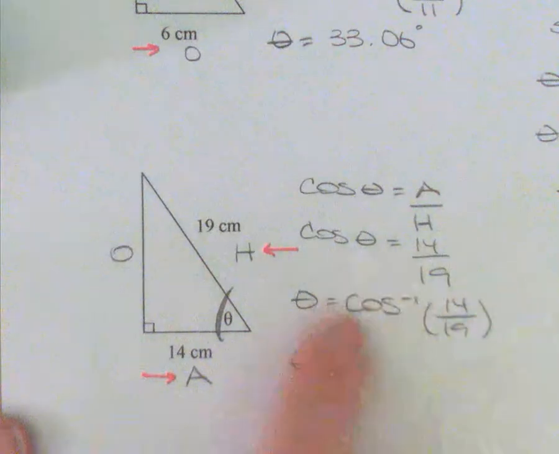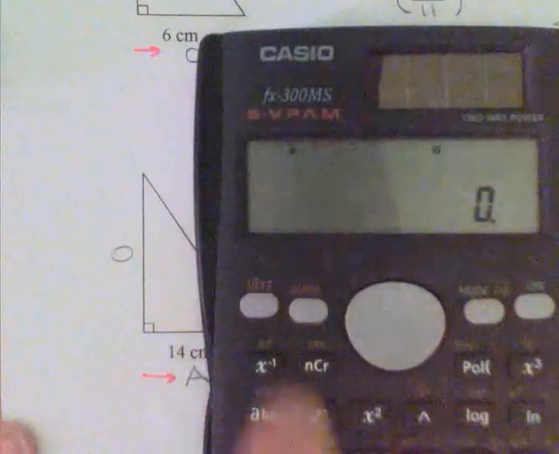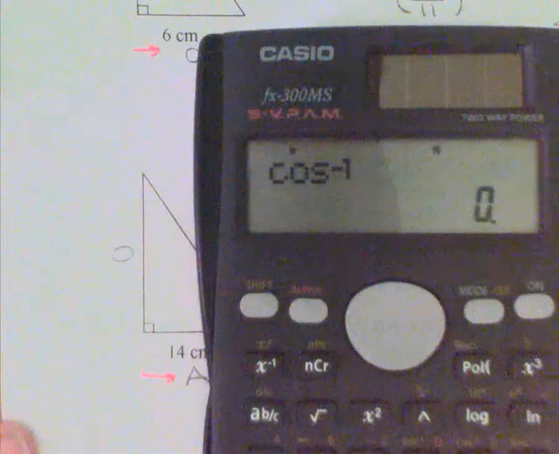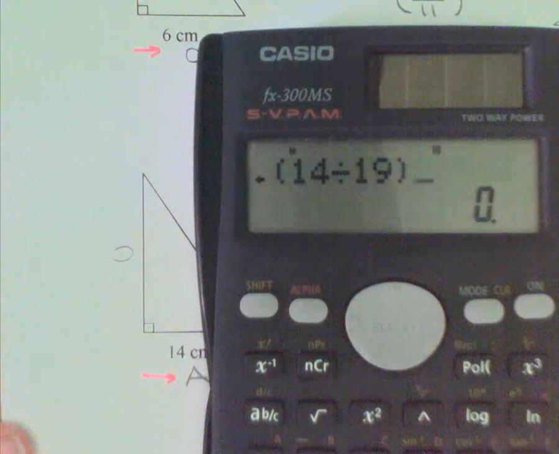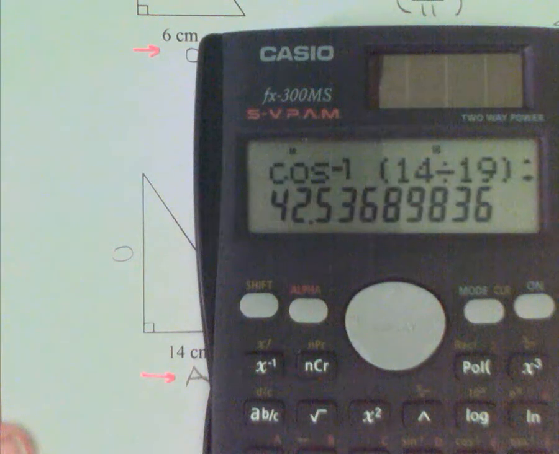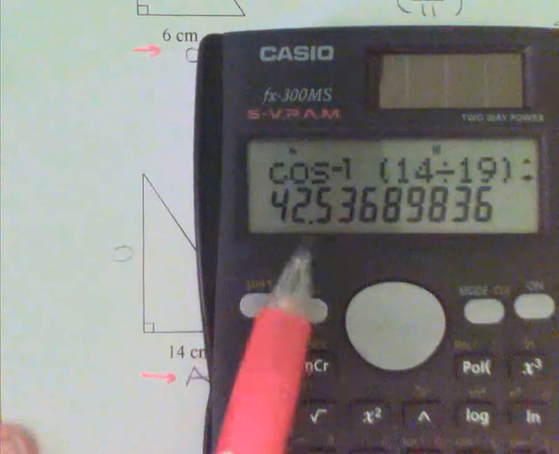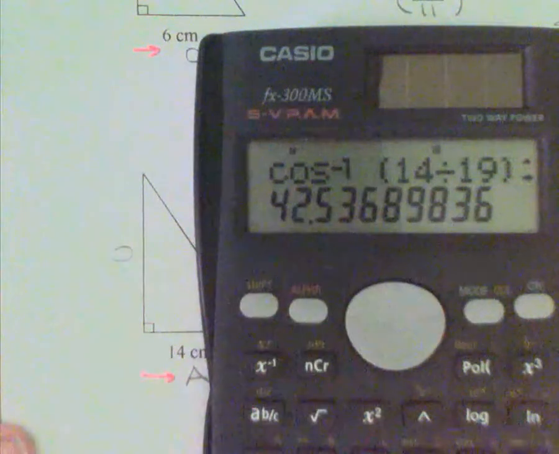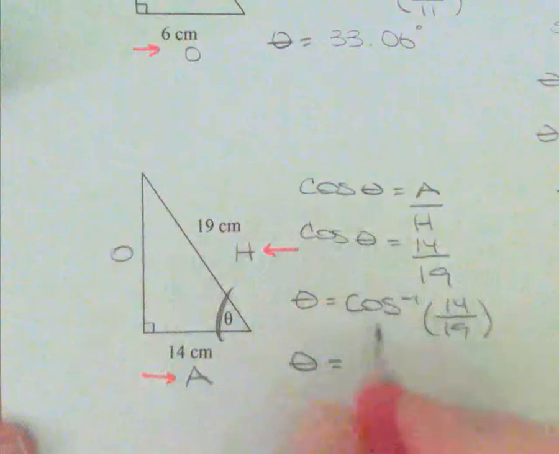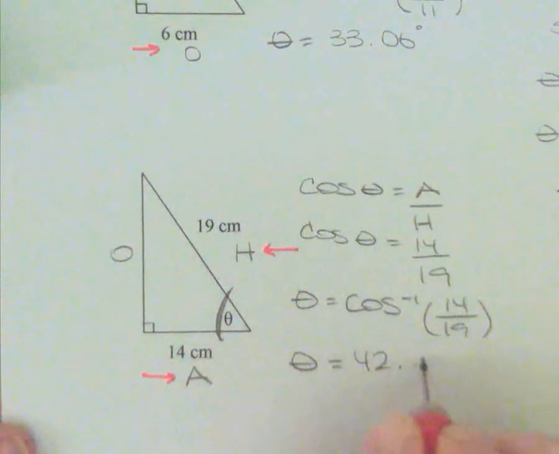So I can put this right into my calculator. So I can do cos inverse bracket 14 divided by 19, close bracket. And then I'm going to hit equals. And I get 42.536, so really I get 42.54. So I'm going to say 42.54 degrees.